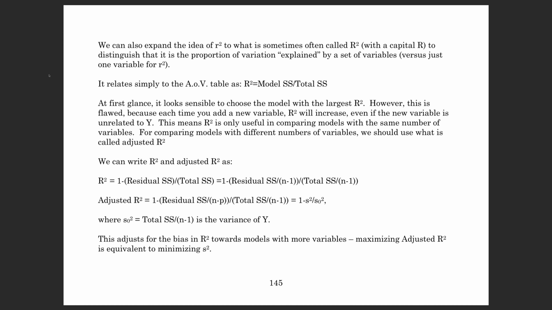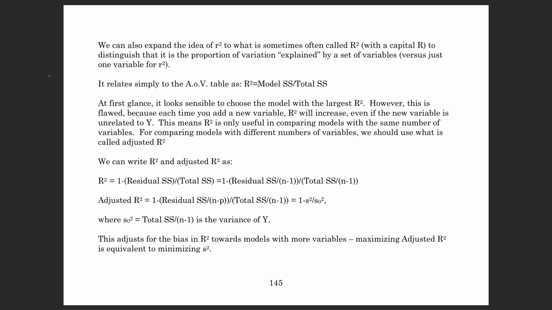You might say, why have I added in n minus 1 twice? It's to show you that this is a bit problematic, because when we looked at the mean square, we said that the total sum of squares, yes, we should divide by n minus 1, but the residual sum of squares should be divided by n minus p. In other words, there is a bias in r squared towards more complicated models.